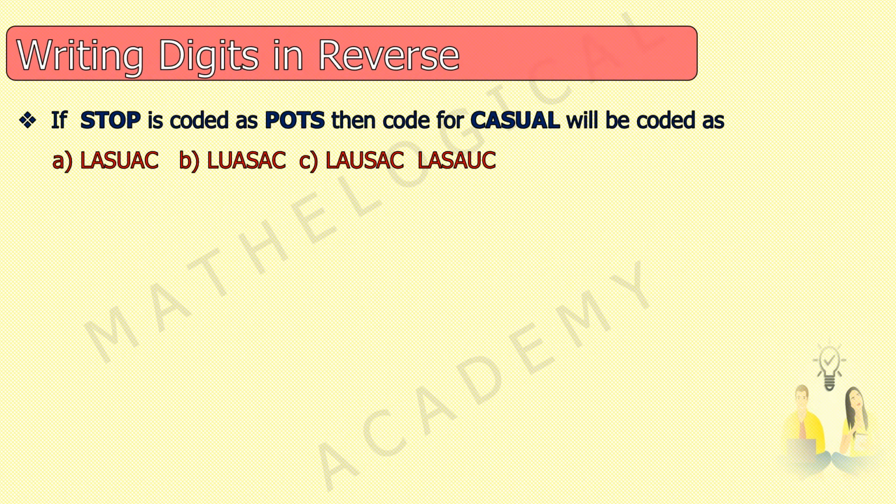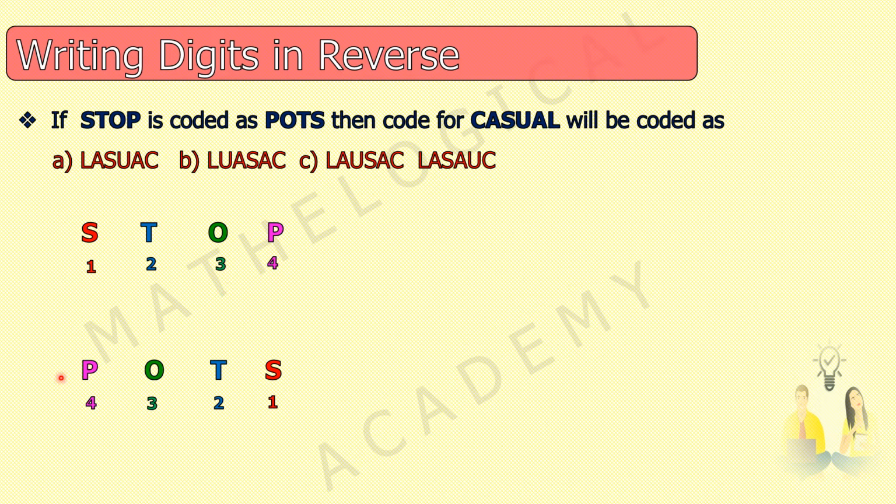Our next pattern, writing letters in reverse. Question is, if STOP is coded as SPOTS, then code for CASUAL will be? We can see that same letters are there. We can easily observe that in STOP and POTS same letters are there, and also that they are just written in reverse order. So if we've written STOP like this, now letters at places 1, 2, 3, 4 are put in reverse order. Letter at place 4 is kept at first place.